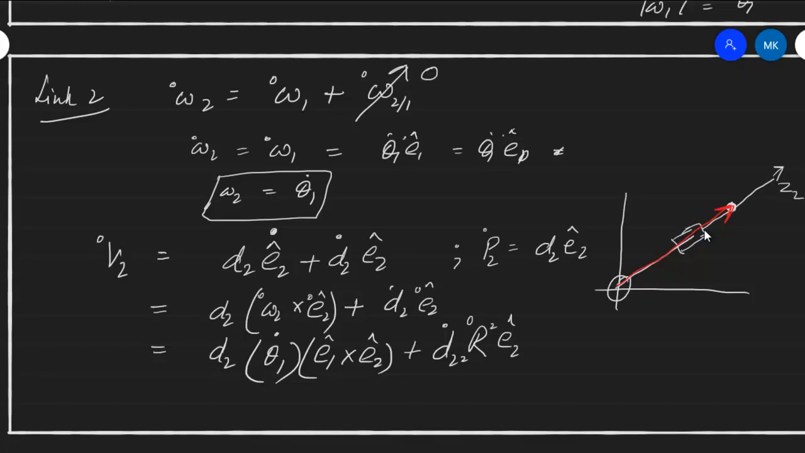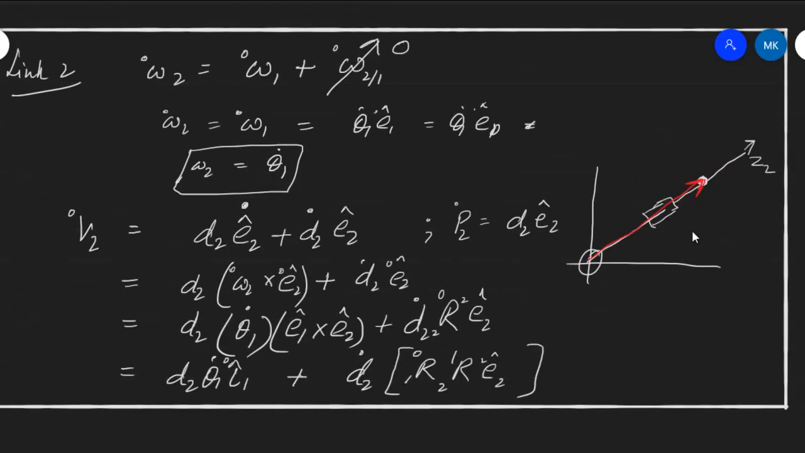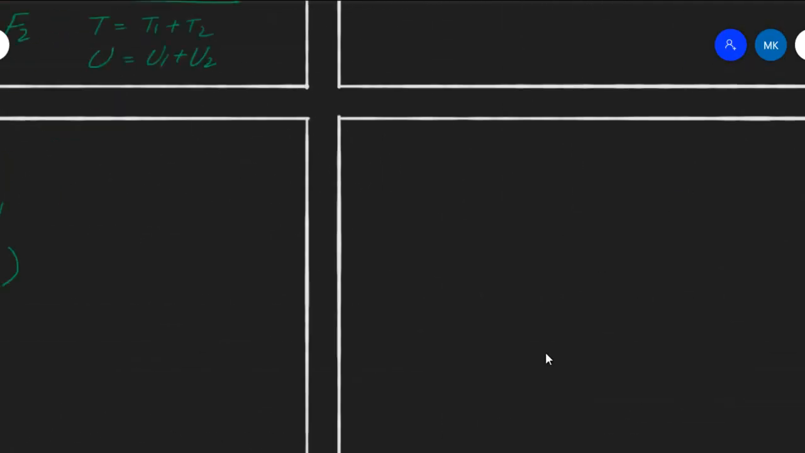Fine, so this will be now simplified to d2 theta 1 dot, e1 cross e2 will be nothing but i1, you can check it from the coordinate axis, i1 in 0, plus d2 dot, now we'll have this equal to r of 1 to 0, r of 2 to 1, e2. Right. So now we will take it to the next slide.